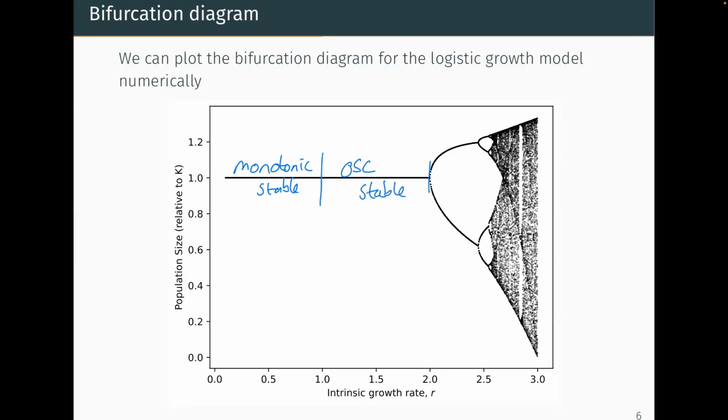So in all of those cases, in the long term, what this diagram is doing is just simulating those time series, and then plotting the values that we get after a long enough time. So here we just tend towards this carrying capacity, and we do it either monotonically or oscillatory. Then once we get to R above 2, we're now going back and forth between two different values.